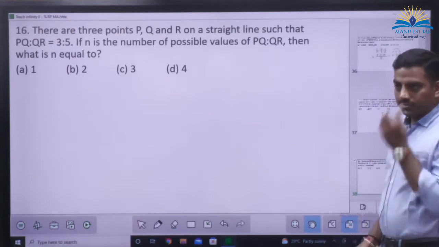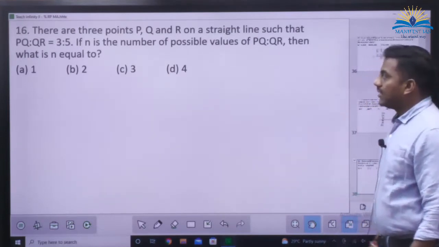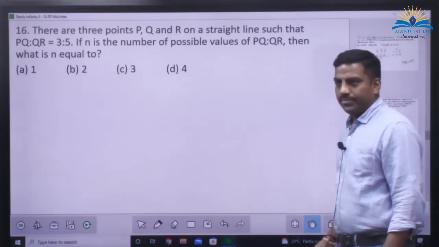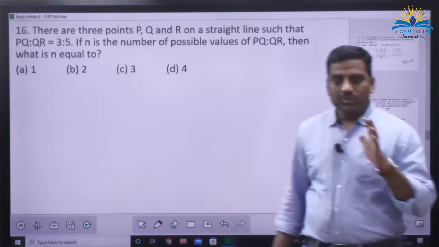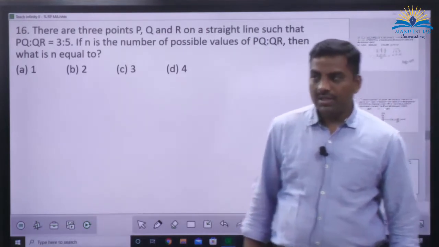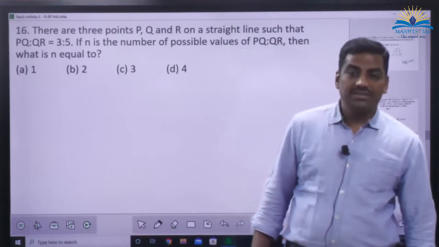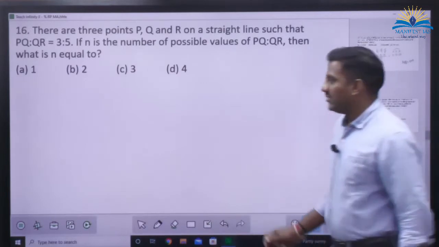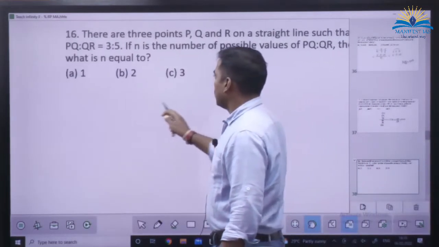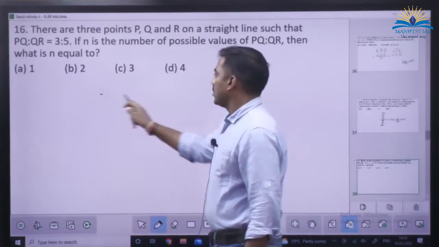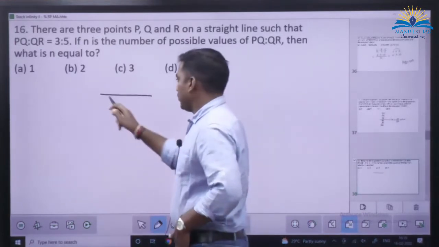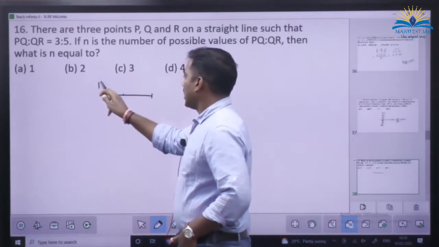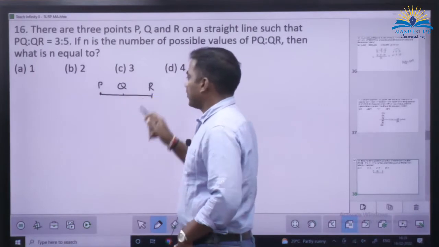This is a very beautiful problem. There are 3 points P, Q and R on a straight line. There has to be a straight line and you have to locate P, Q, R. How many ways can you locate P, Q, R on a line? If this is a line, P, Q, R. This is one way.